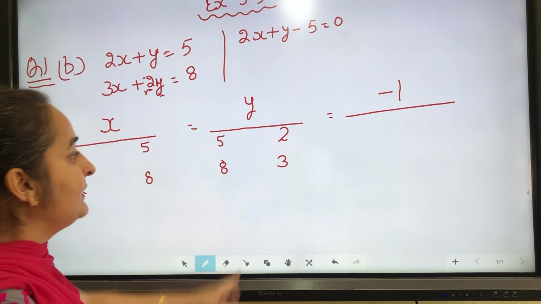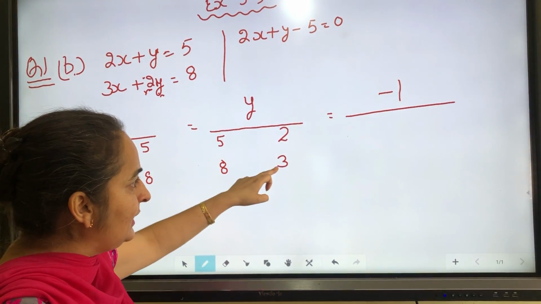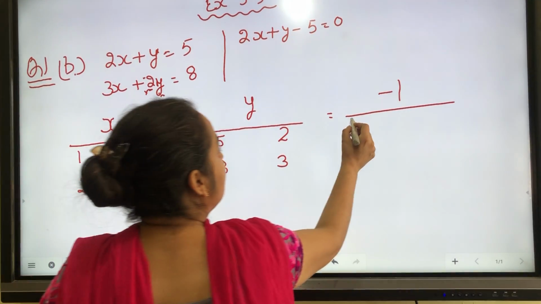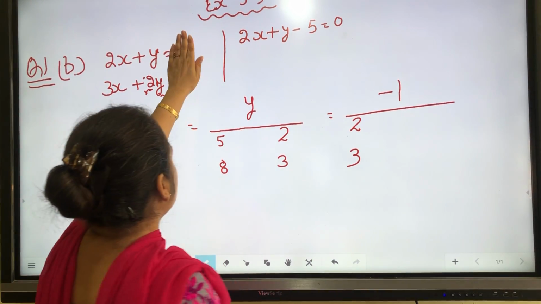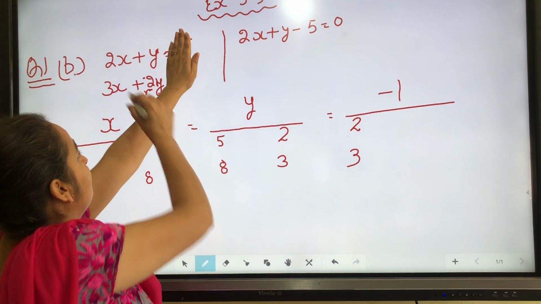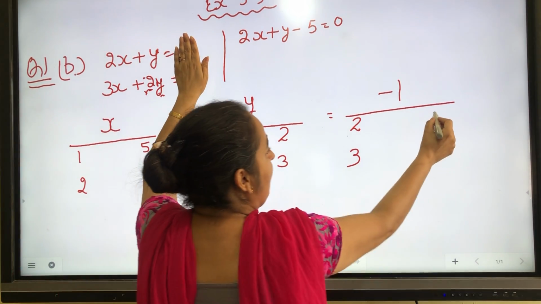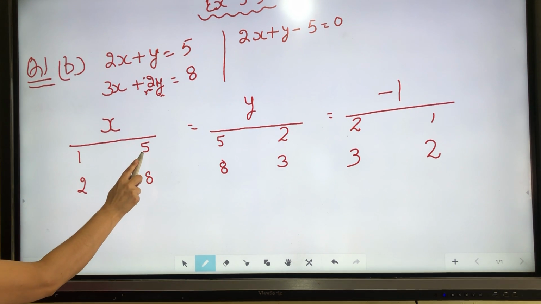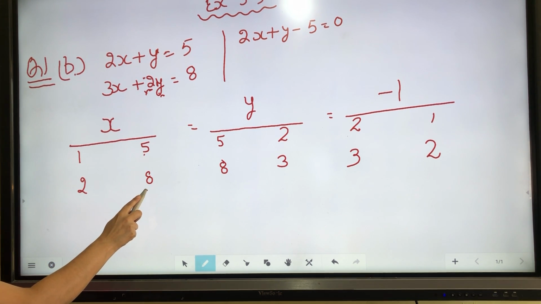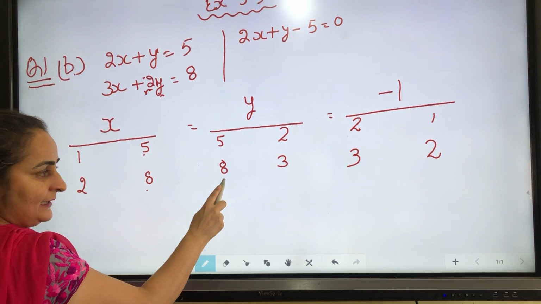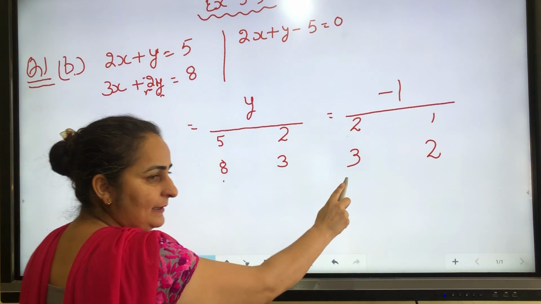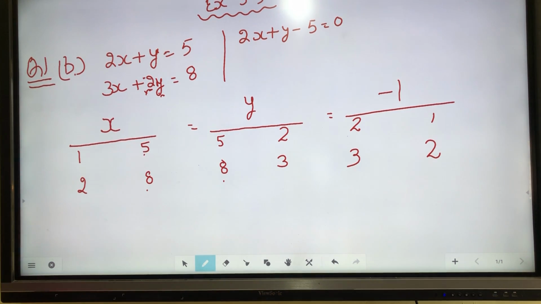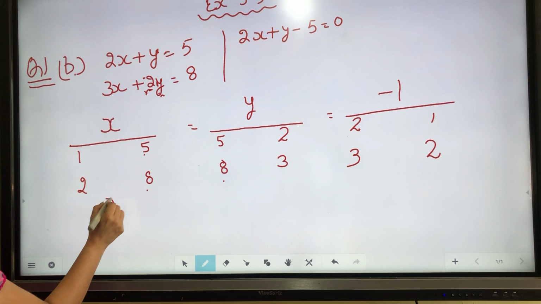Here again, the end of the numbers is 2 and 3. So for the next, we have to start again from 2 and 3. Now, for minus 1, we will eliminate here. The numbers are 2, 3, 1 and 2. At 1, 2 we will end, and the same numbers are repeated here. Now we have to cross multiply the numbers.